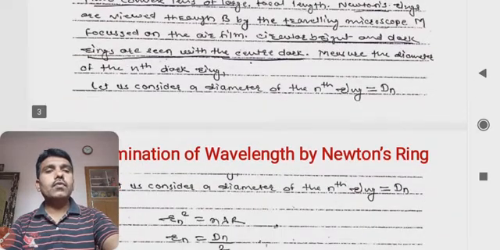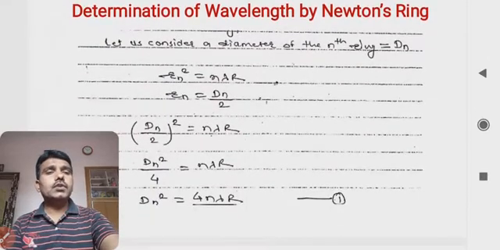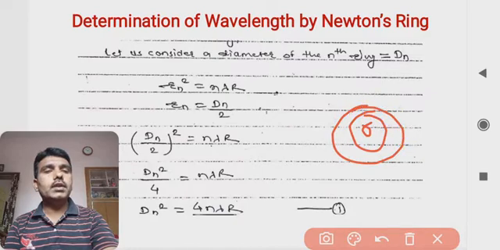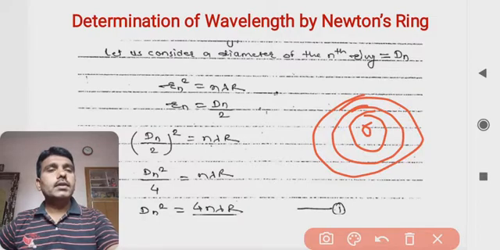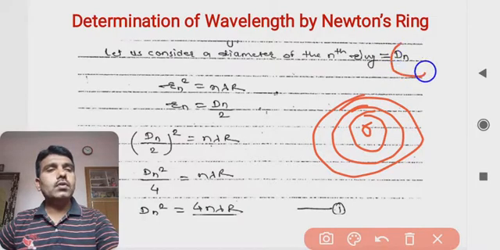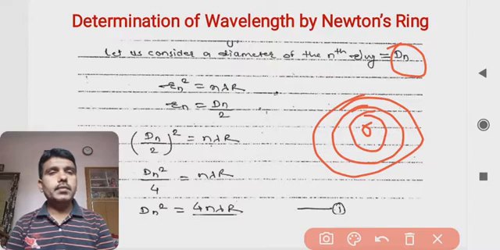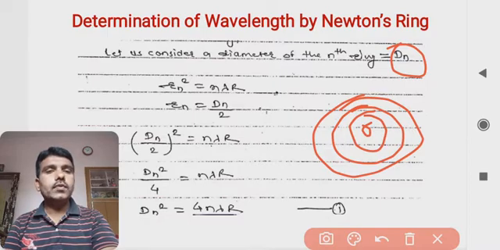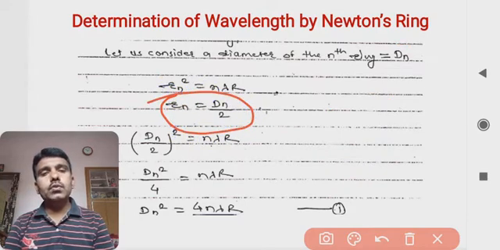Now we consider the diameter of a dark ring, written as Dn, where there are n number of dark rings. We have seen how the fringes look, and in this case we consider the diameter of the nth ring, which is Dn. As we know the relationship between radius and diameter, the diameter is twice the radius, so Rn is equal to Dn by 2.